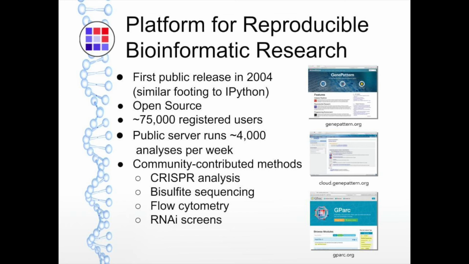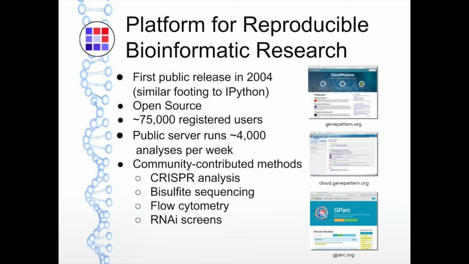Its repositories have a collection of some 250-ish analytic modules, including some of the most popular methods in genetics, genomics, transcriptomics, and proteomics, as well as general machine learning methods. Our public servers have some 75,000 registered users and usually run in the ballpark of 4,000 analyses each week. You can also download the code and run your own private server, as many organizations do.